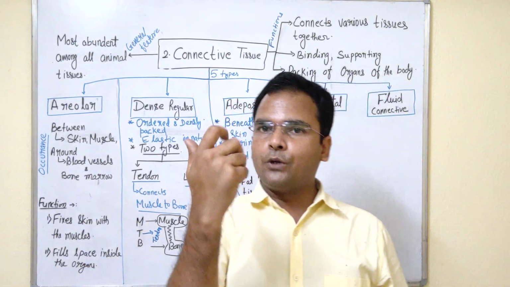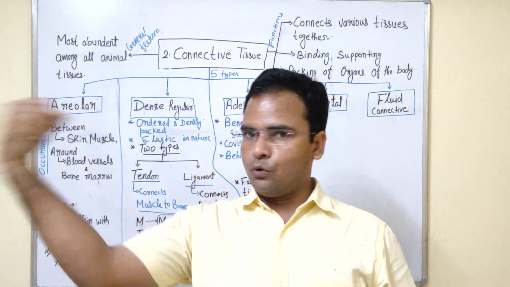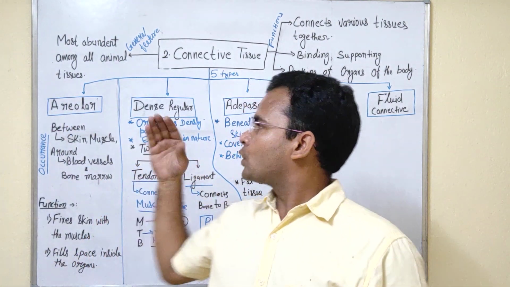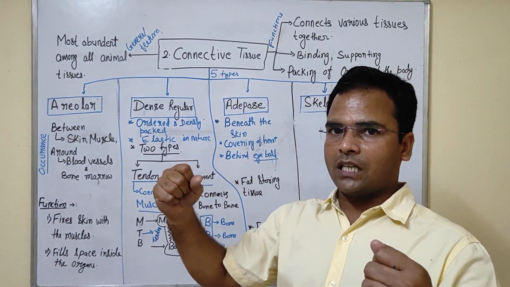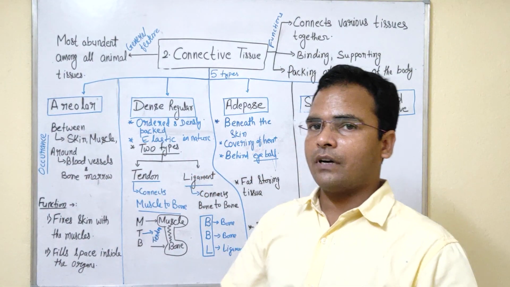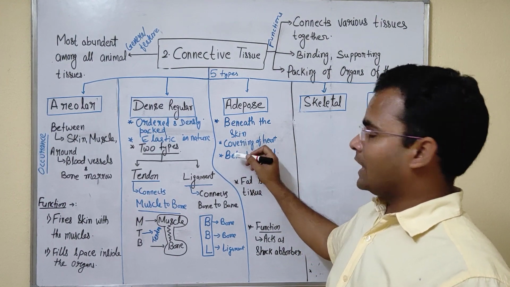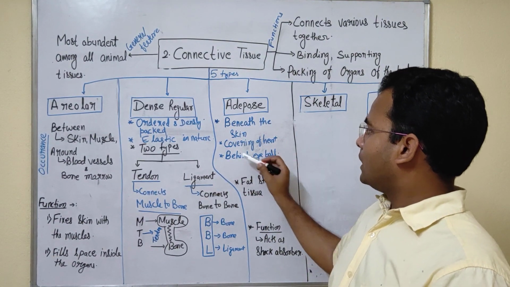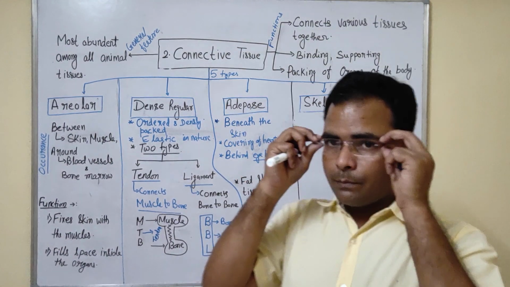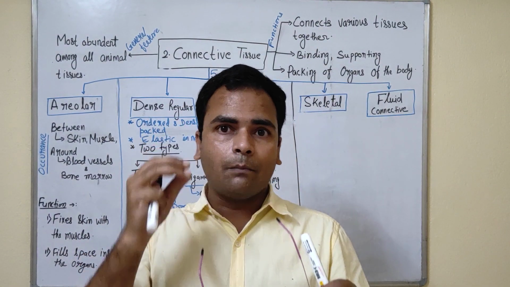They need some lubricants so that these movements can be easy. So the adipose tissues are there. They are abundant in fat. They are present beneath the skin, and they cover the heart. They are present just behind the eyeballs.